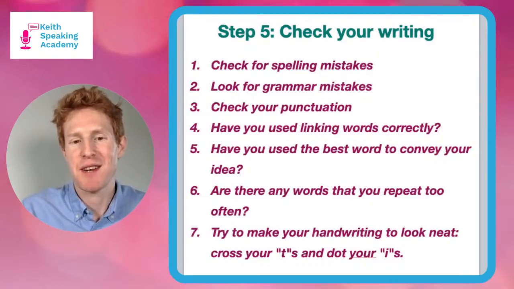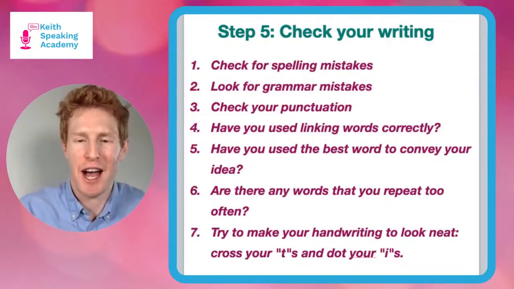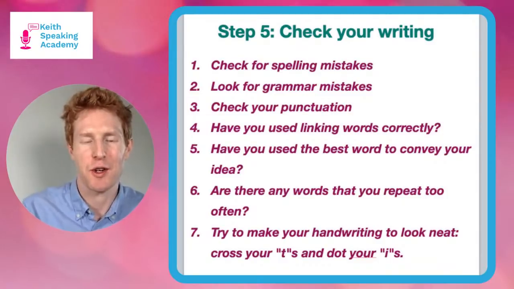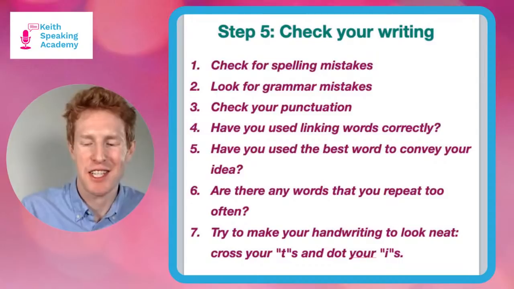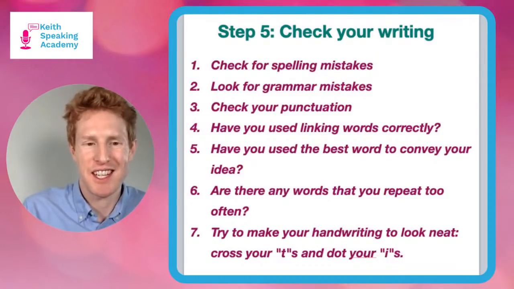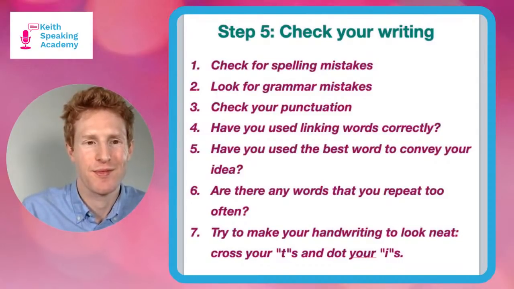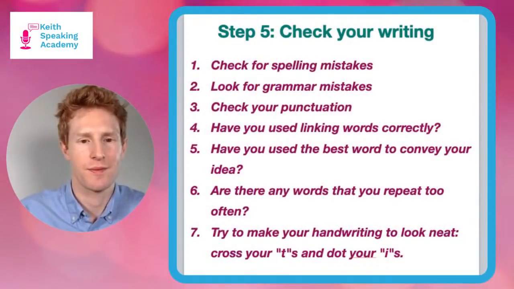And then finally, number 7 is just to do your best to make sure your handwriting looks neat if you're writing by hand. So cross your T's, dot your I's, and try and get your handwriting to look as nice as possible and presentable for the examiner. Fantastic. Some very nice checklist, right? To check your writing for all of those different aspects. Again, you can take a screenshot, but also if you download the PDF from today's live lesson, it's for free. You can get all of this together in one nice place.